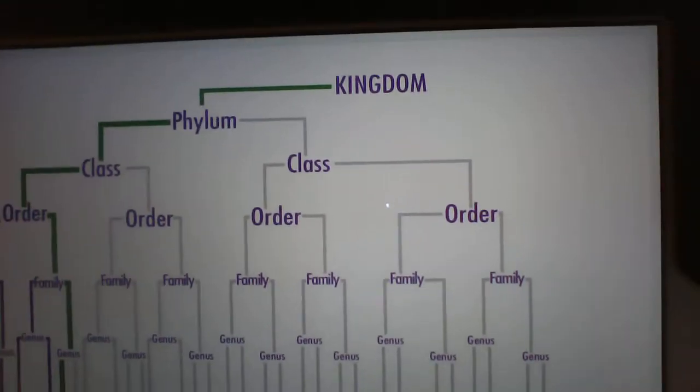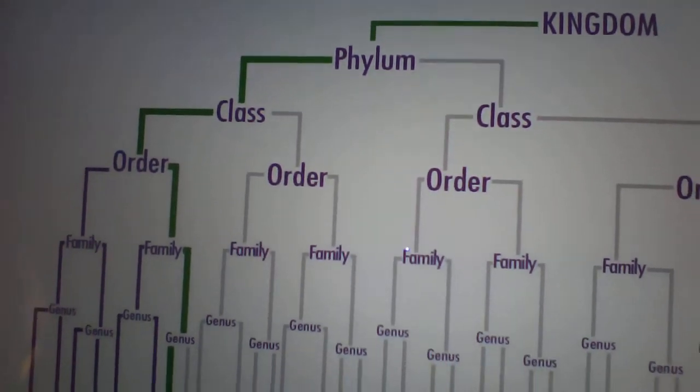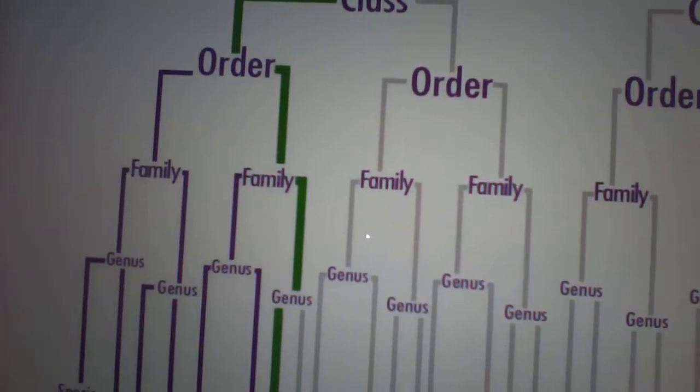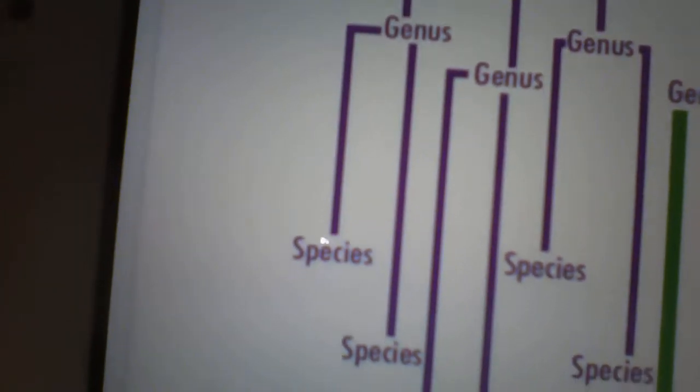Now, this diagram. You'll notice the top, kingdom, broken up into phylum, broken down into class, order, family, genus, and then species. Vertebrates belong to the animal kingdom and are in the phylum Chordata. The phylum is divided into groups, classes, orders, families, and genus, and then species. So there are a lot of species within each group.